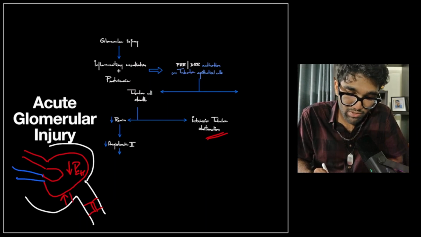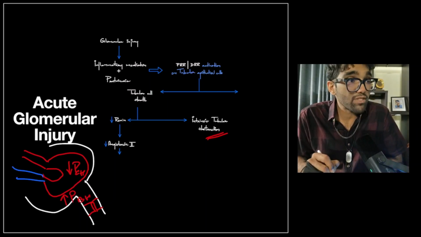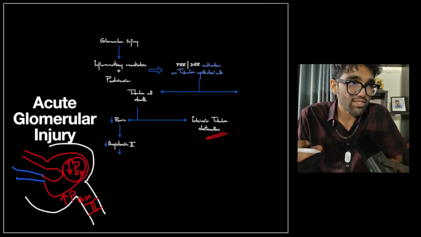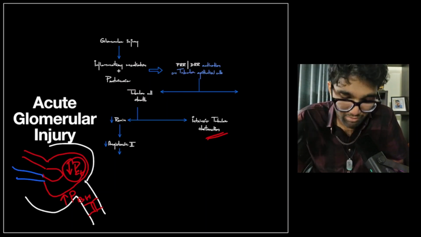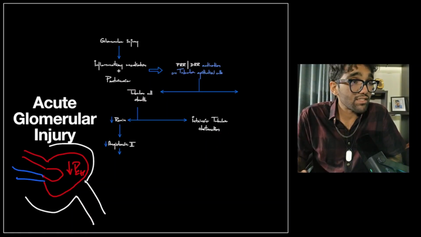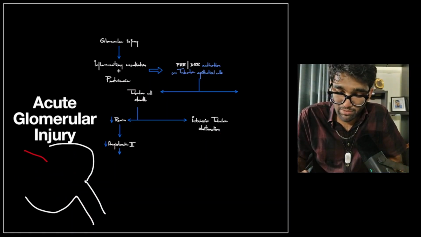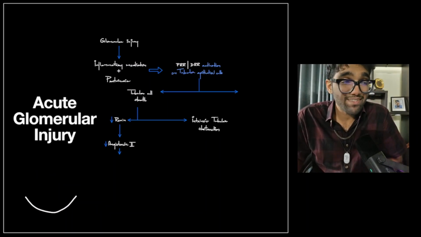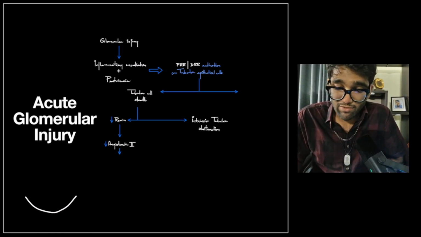So the pressure within the Bowman space, the hydrostatic pressure, is increased. So obviously we know this is the pressure that opposes filtration, and Bowman space pressure is usually zero, and therefore that does not impede filtration. So because of these two reasons, you have a reduction in the effective filtration pressure, and as a result, the, oh sorry, not the ejection fraction, the glomerular filtration rate falls.